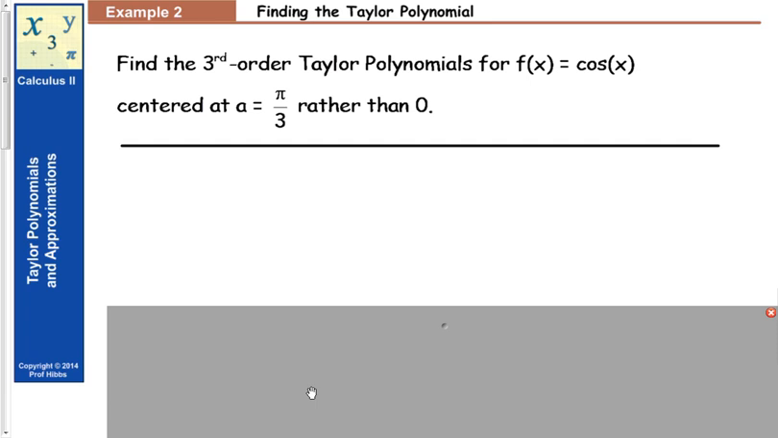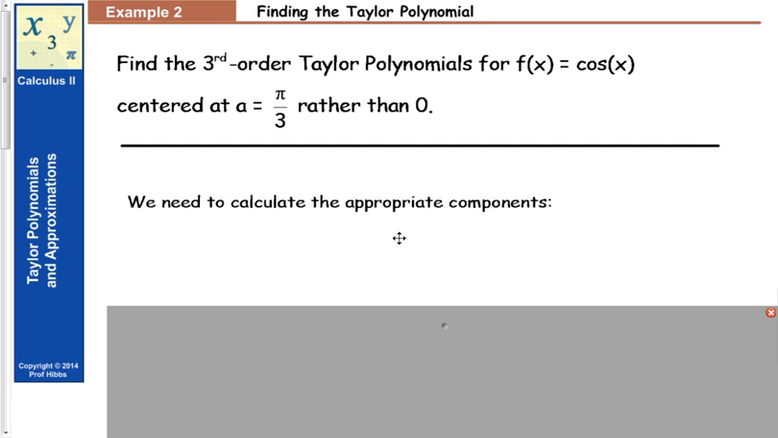Oh, I changed it. f of x equals cosine of x, centered at a equals pi over 3 rather than at 0. And of course, in the future, it will just say find the third order Taylor polynomial for f of x equals cosine x, centered at pi over 3. Okay, I'm just trying to illustrate the difference.